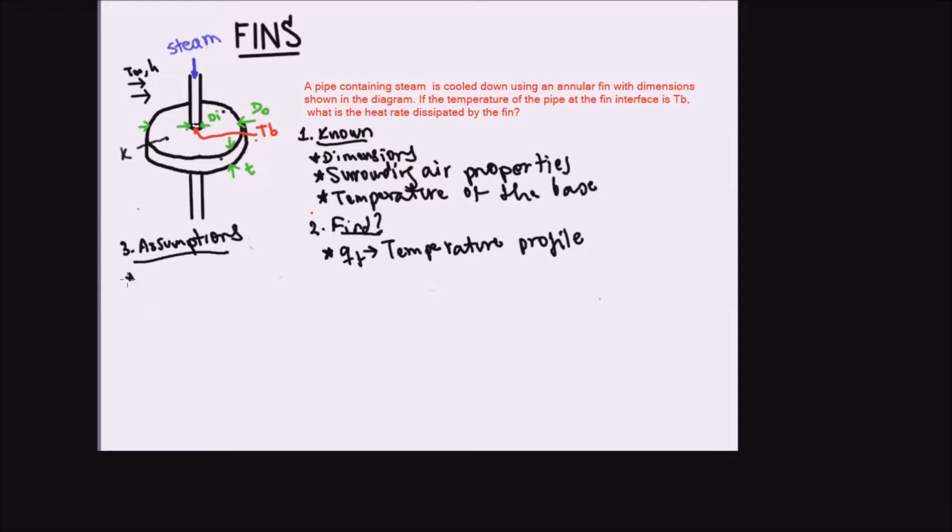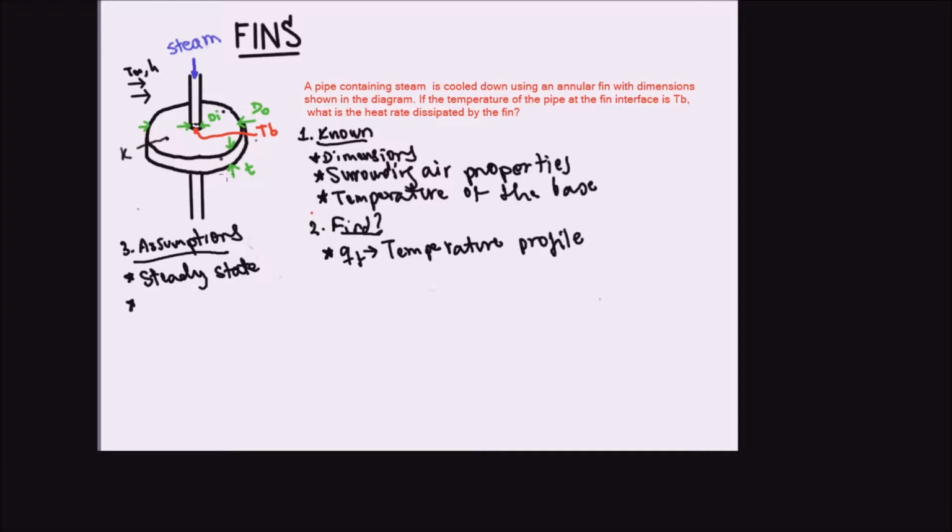So the first one could be that we have steady state. And why is this the case? Well, from the problem statement we know there is no allusion to time. There are no time dependent properties. The system's properties don't change with respect to time. We don't know when this is occurring. This is a constant steady state system.